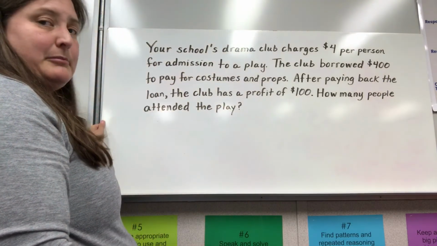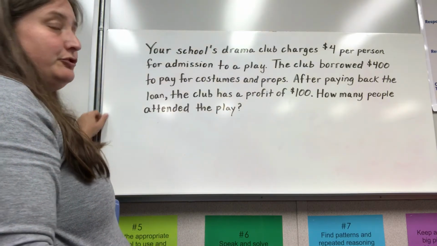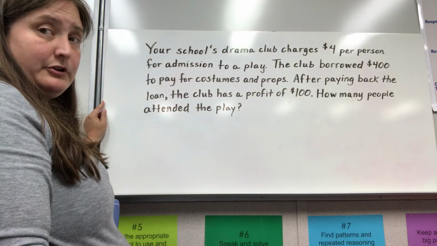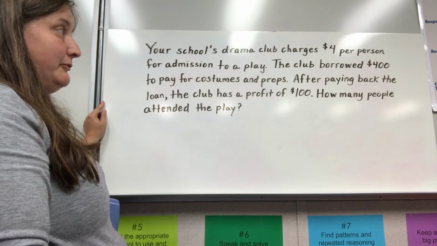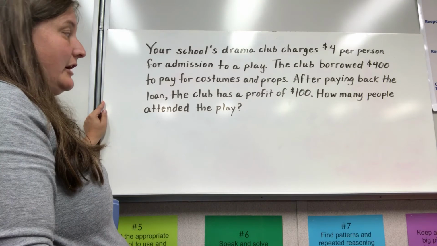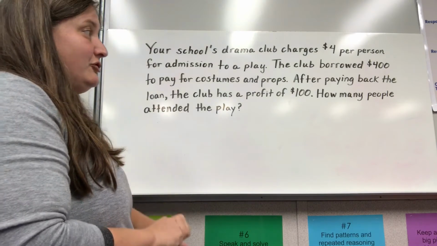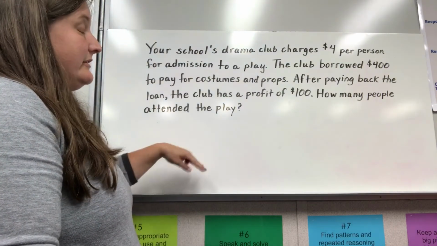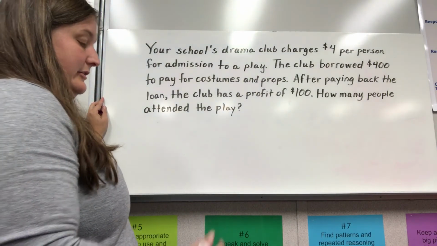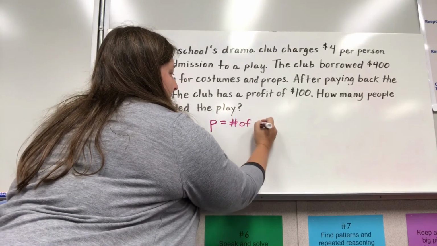All right, our last problem, we're going to use a multi-step equation to solve a real-world problem. So the school drama club is charging $4 per person for admission to their play. They've borrowed $400 in order to buy costumes and props for the play, and they're going to have to pay back their loan, and after doing so, they have a profit of $100. We want to know how many people attended their play. So if each person that is attending the play is paying $4, I'm going to have a variable for how many people attended the play. So I'm going to have P equal the number of people attending the play.